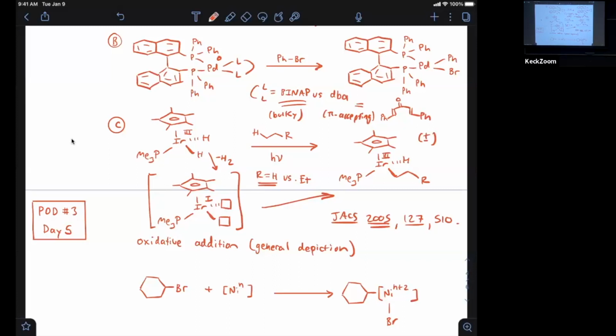Sure, I think if it was a radical process, then that would be reasonable. But let's orient our thinking as a closed shell process. Anybody thinking closed shell get the opposite answer? So the R equals H is correct here.